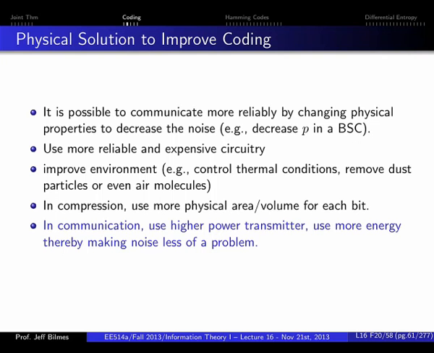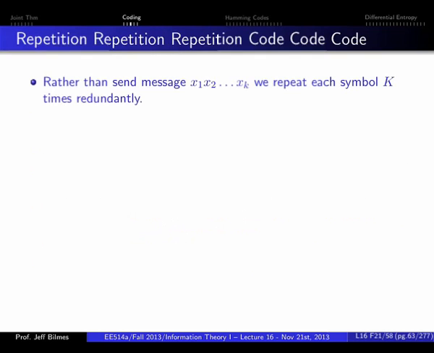Now, a higher power transmitter uses more energy, and that costs more. Right? So you're always going to pay. You can do it, but you have to pay. And using more energy contributes to global warming, and it's all sorts of bad stuff. There's also heat and everything that are associated with that. These aren't really information theory solutions. What we want is really an information theory solution to coding.